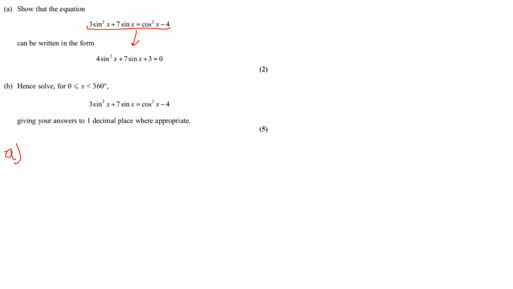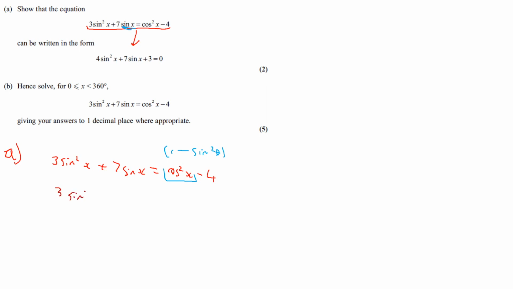First thing we need to do: 3 sine squared x plus 7 sine x is equal to cos squared x minus 4. The first thing you can see is that everything is in sine, so we have to turn this cos into a sine. How do we do that? Well, cos squared is the same as 1 minus sine squared theta.